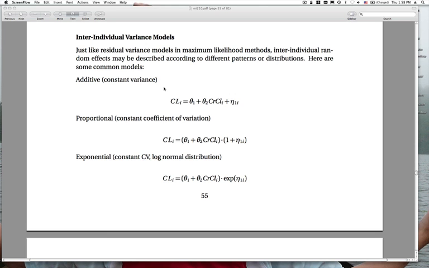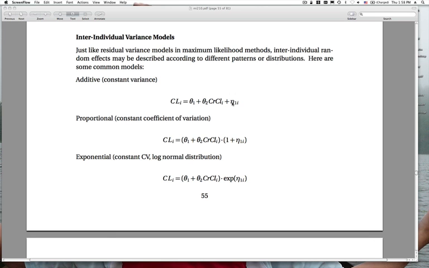The first one is relatively straightforward, and this is a constant variance, or a homoscedastic inter-individual variability model, where we have individual clearance here represented by some typical value prediction. Theta 1 and theta 2 are fixed effects parameters relating creatinine clearance to clearance. And you see that this individual random effect enters once per individual in a constant additive term.